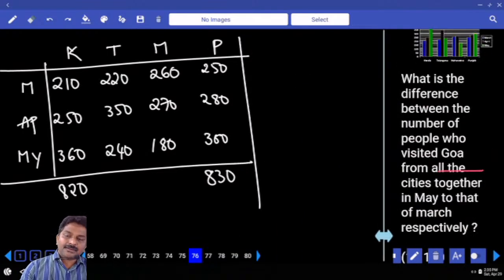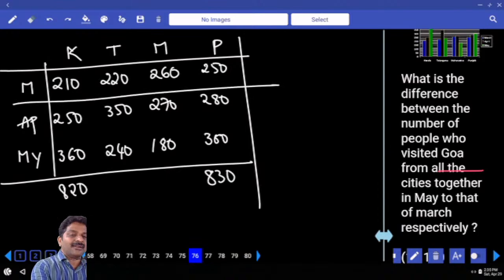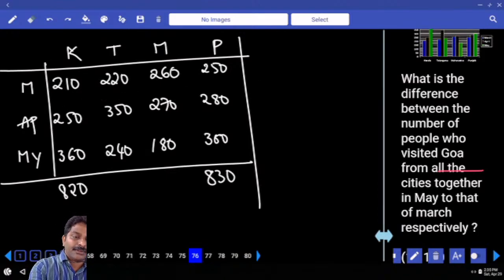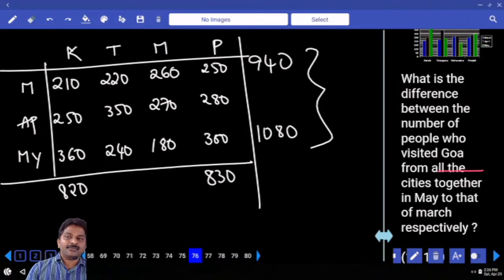Okay. Earlier it was vertical addition, now it is horizontal addition, right? For March we have to add all these. Tell me: 200, 200, 200, 200. Okay. 10, 20, 30, 60, 90, 50. Total 940. These two together: 600, 600, 300, 900 plus 180, 1080. Difference between both 140. Yes.